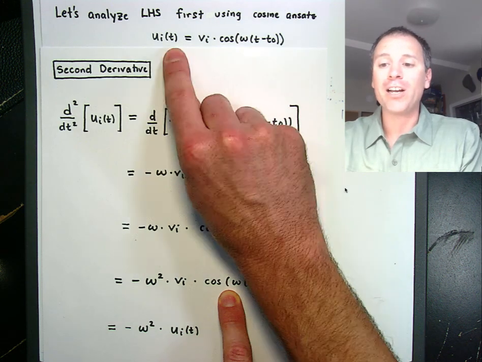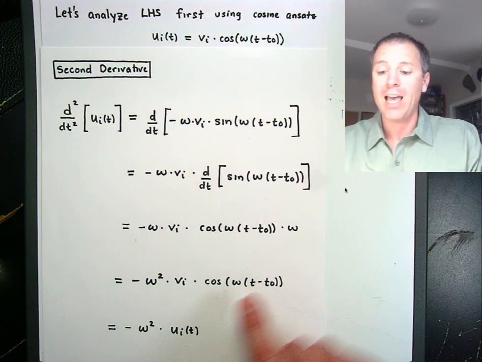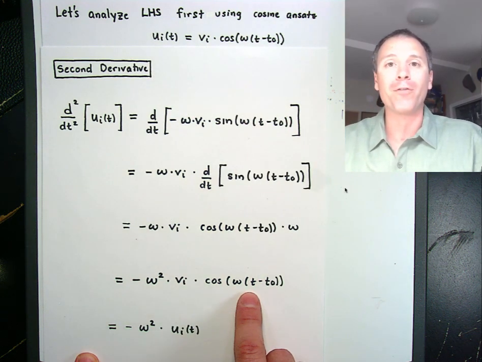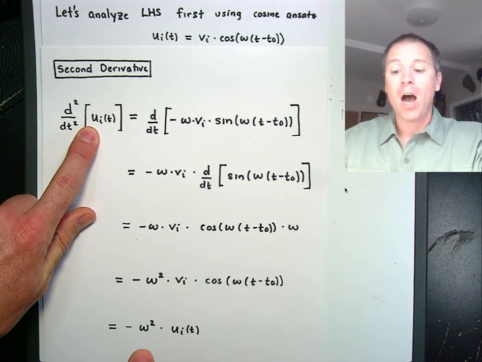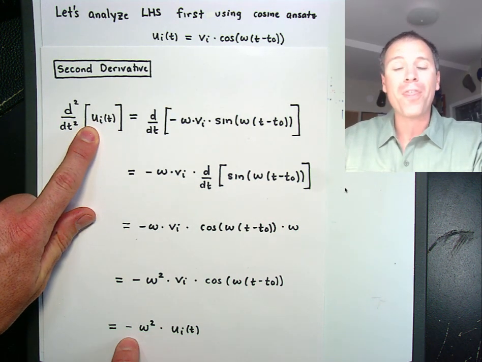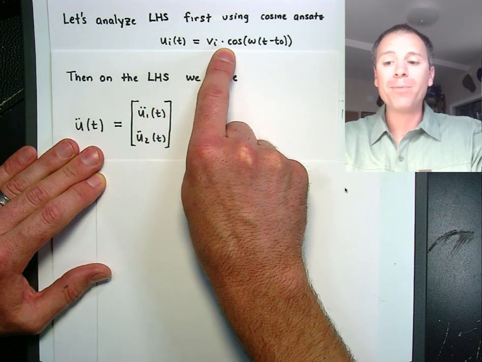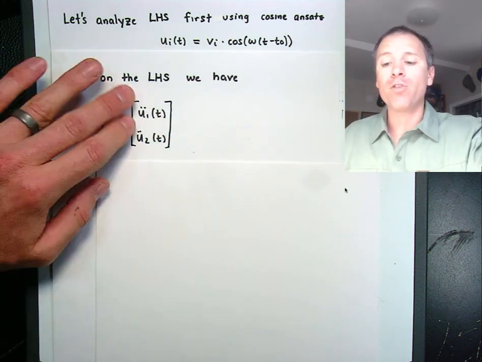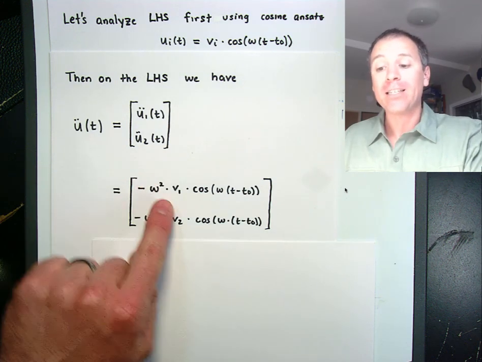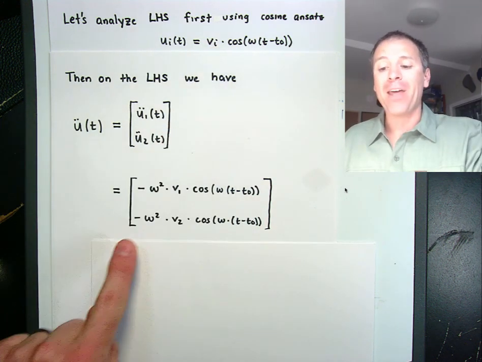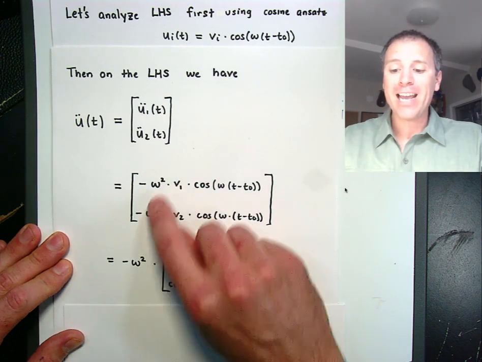This was because the cosine ansatz assumed that the displacement was v sub I times some cosine function. That's the exact term that shows up when we differentiate twice. So the second derivative of each displacement function is omega squared times the displacement function with a negative out front. But under the assumption that our cosine ansatz holds for both displacement functions, that implies the second derivative of u1 and the second derivative of u2 are literally just negative omega squared times u1 in that form, and then negative omega squared times u2 in that form, which means we can factor out a negative omega squared.